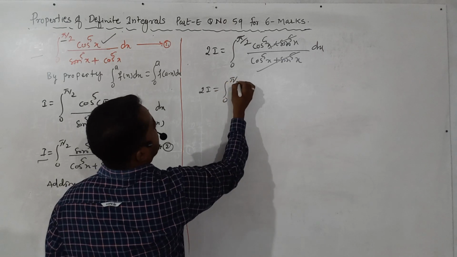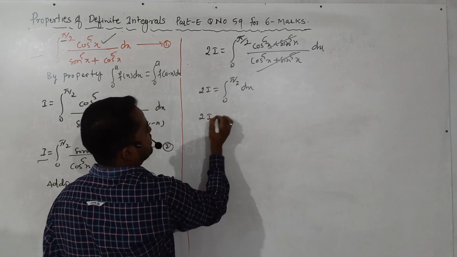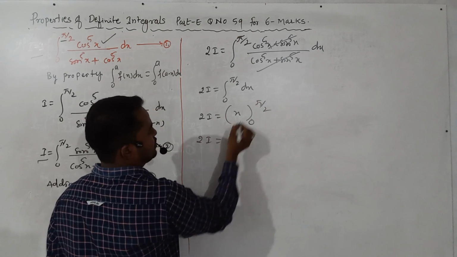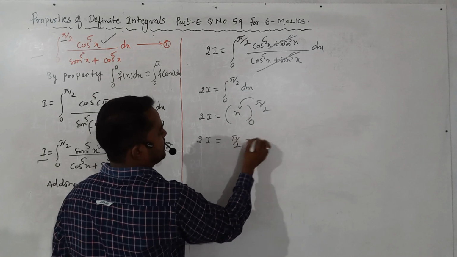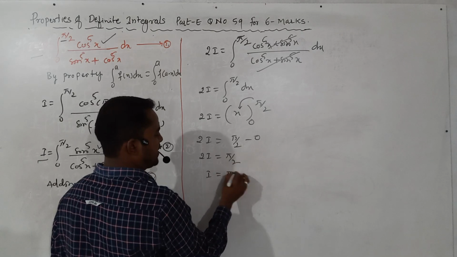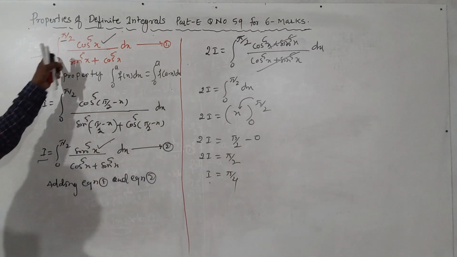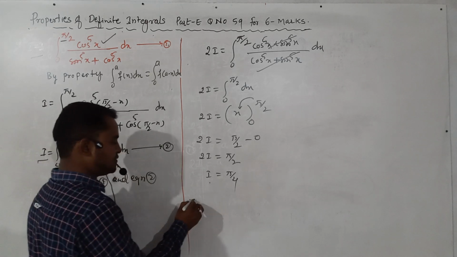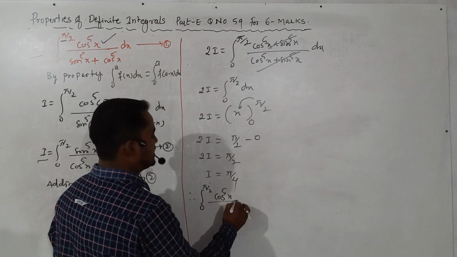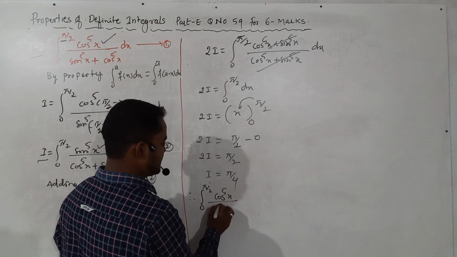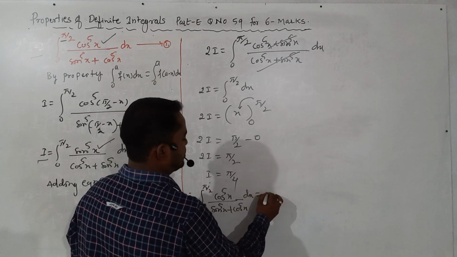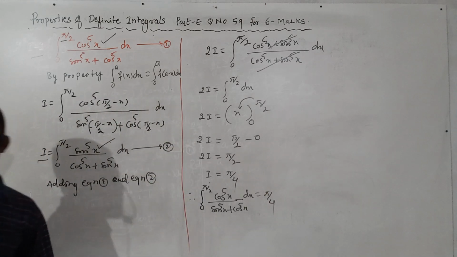Then 2I is equal to integral 0 to pi by 2 dx. Then 2I is equal to x between the limits 0 to pi by 2. Then 2I is equal to pi by 2 minus 0. Then 2I is equal to pi by 2. Then I is equal to pi by 4. What is the value of I? I means this one. Therefore, integration of 0 to pi by 2 cos raised to 5x divided by sin raised to 5x plus cos raised to 5x dx is equal to pi by 4.